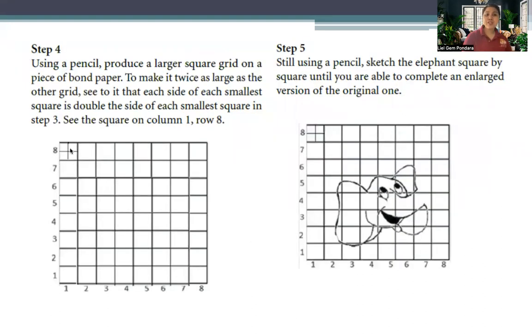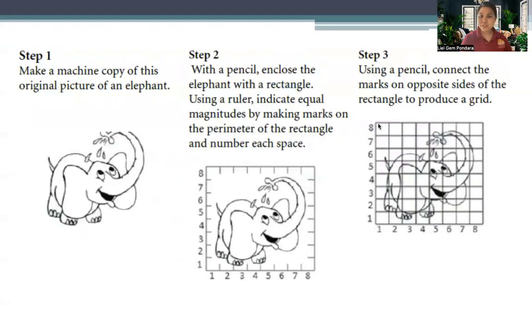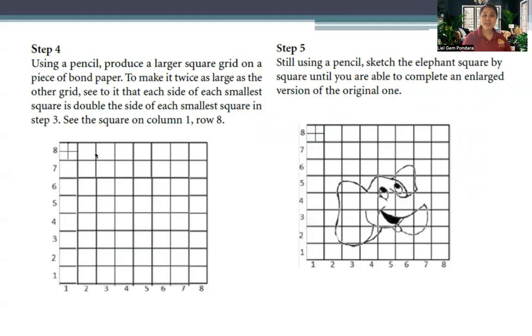Then after that, you need to enlarge it. So for example, if this measures 1 cm by 1 cm, in your next drawing in another paper, you need to make it 2 cm by 2 cm. So for example, the original is this one, 1 cm by 1 cm. But this time, make it double, 2 by 2. Then you make the same boxes or grid that you have in the previous. After drawing it, you need to draw it from box to box.